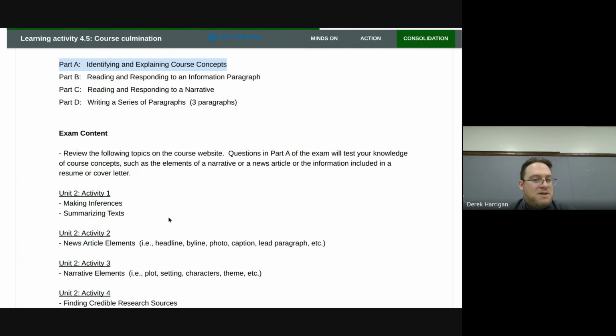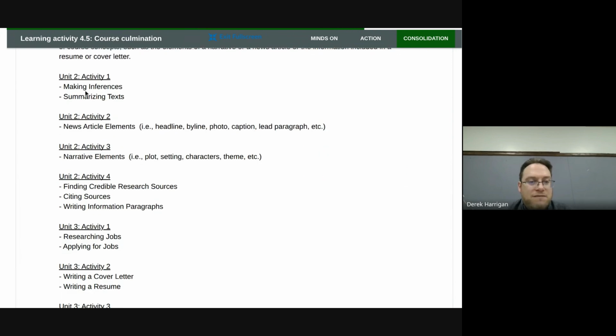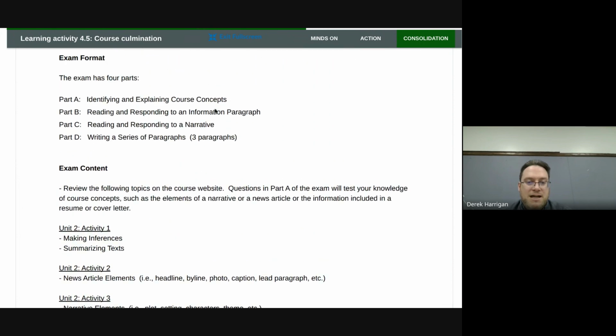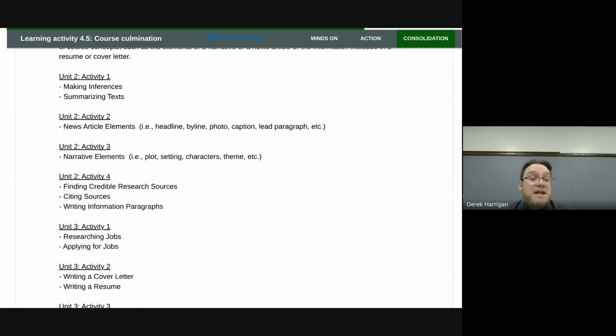Because I promise you, these will be the topics that I ask you about in Part A on identifying and explaining course concepts. So we've got inferences and summarizing texts, which was in Unit 2, Activity 1. We have news article elements, like headline, byline, photo, caption, lead paragraph, the parts that make up a news article. In Unit 2, Activity 3, we talked about narratives. And just a reminder, you will have to read a narrative on this exam and answer questions. A narrative is a real life story. It has a plot, setting, characters, and a theme.